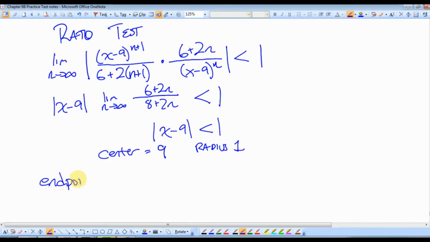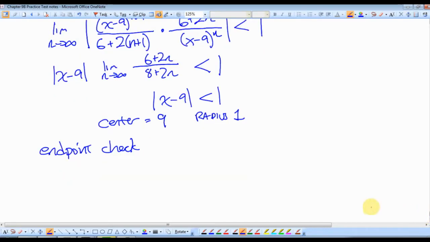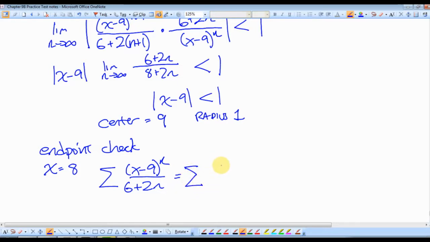Maybe I should write the endpoint test here. Endpoint check. Okay, the first endpoint that we're going to check is x equals 9 minus 1, which is 8. So let's check that one. We're going to take the series. The series is x minus 9 to the n over 6 plus 2n. We're going to substitute x equals 8. So 8 minus 9 is negative 1 to the n over 6 plus 2n.